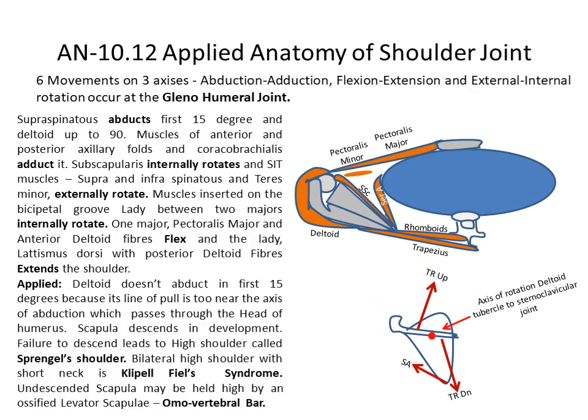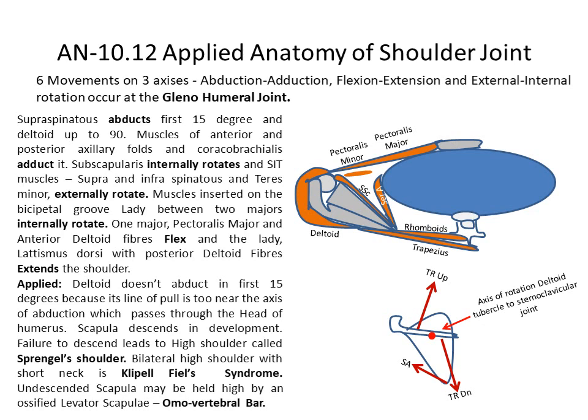The glenohumeral joint is a ball and socket joint. So there are 6 movements on 3 axes: abduction, adduction, flexion, extension, and external and internal rotation. Supraspinatus abducts the first 15 degrees and deltoid up to 90 degrees. Muscles of the anterior and posterior axillary fold and coracobrachialis adduct the humerus in relation to the trunk.